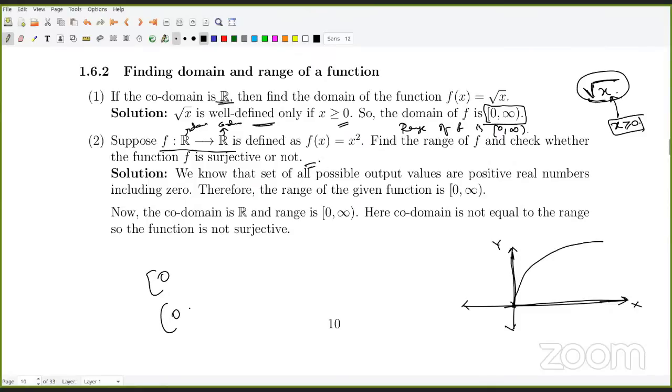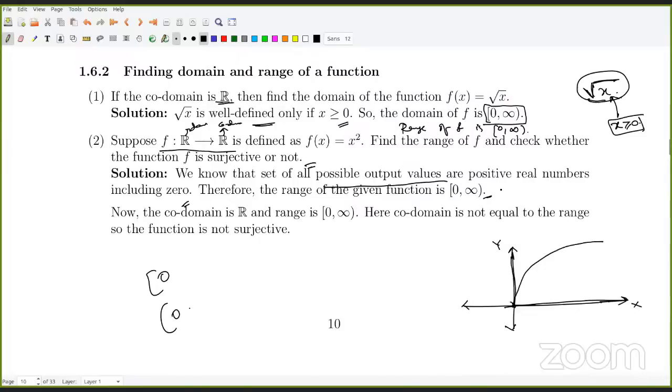Okay. So in order to find the range, how do we find the range for x square? The domain is my set of real numbers. So when I input any real number, I will get only a positive output, right? Can I get a negative output? No, sir. Whatever I take, it will square it up and give me a positive output. So the set of all actual output values is positive real numbers including 0. Therefore, the range of x square will be the closed interval 0 to infinity.